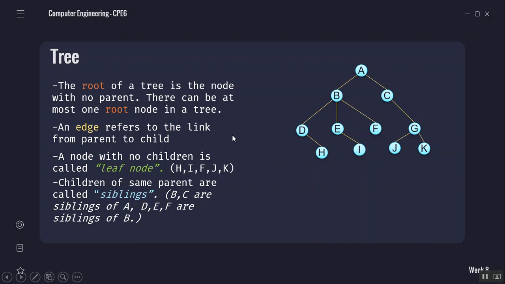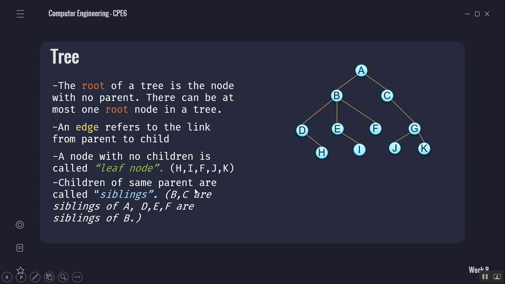Now, an edge refers to the link from parent to child. You see this yellow line here, this is the edge. It connects the parent to the child node. The next one, a node with no children is called a leaf node. In our example, the leaf nodes are H, I, F, J, and K. They don't have any children.